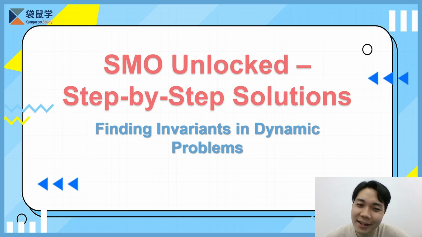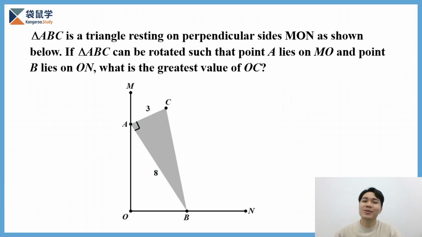Today we're going to look at a very interesting question: finding invariants in dynamic problems. Let's look at the question. Triangle ABC is a triangle resting on perpendicular sides MON as shown below. If triangle ABC can be rotated such that point A lies on MO and point B lies on ON, what is the greatest value of OC?